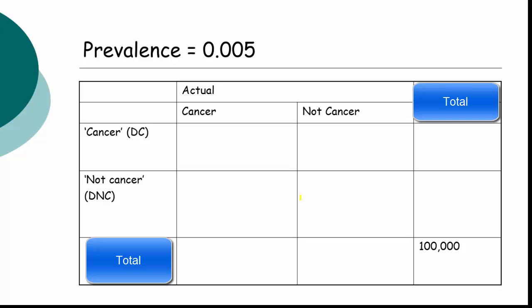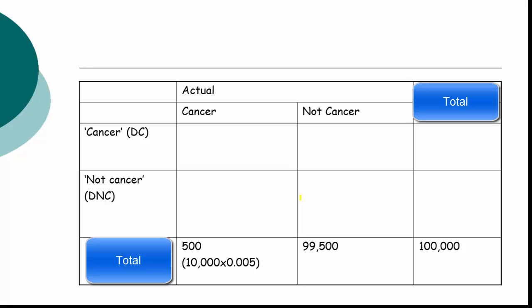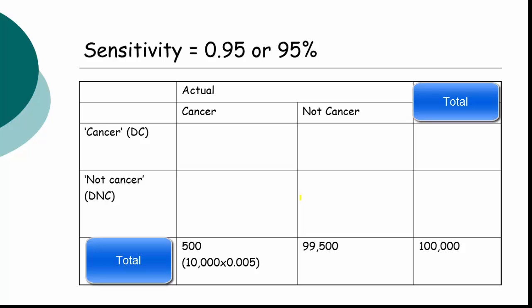We know the prevalence is 0.005. So the first thing we can do is say, well, we have 10,000 people. Sorry, that actually should say 100,000 people. We have 100,000 people. We have a prevalence of 5 in 1,000. And that means we'd expect to have 500 people who actually have cancer. And because we have 500 with cancer and 100,000, which is now correct, people in total, if we simply subtract 500 from 100,000, we'll get 99,500. So we now know how many people have cancer, and we now know how many people don't have cancer.